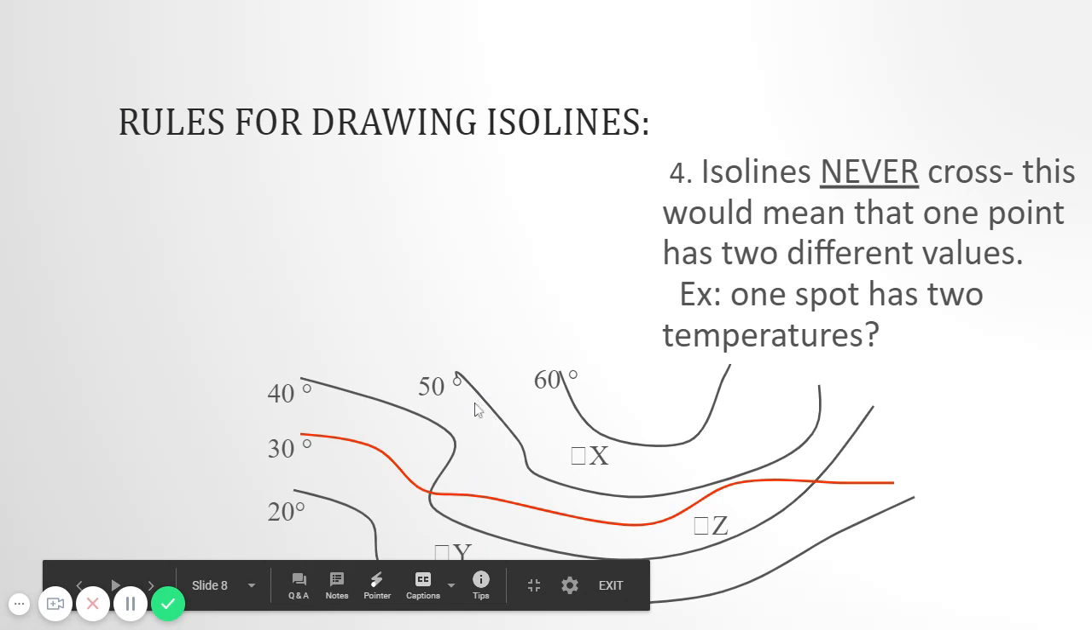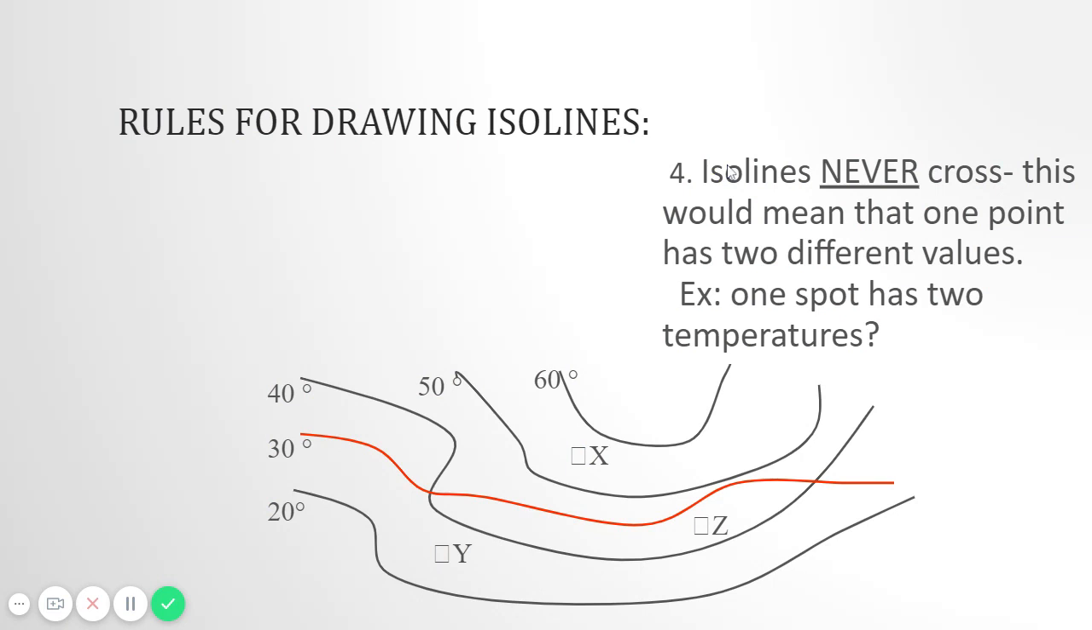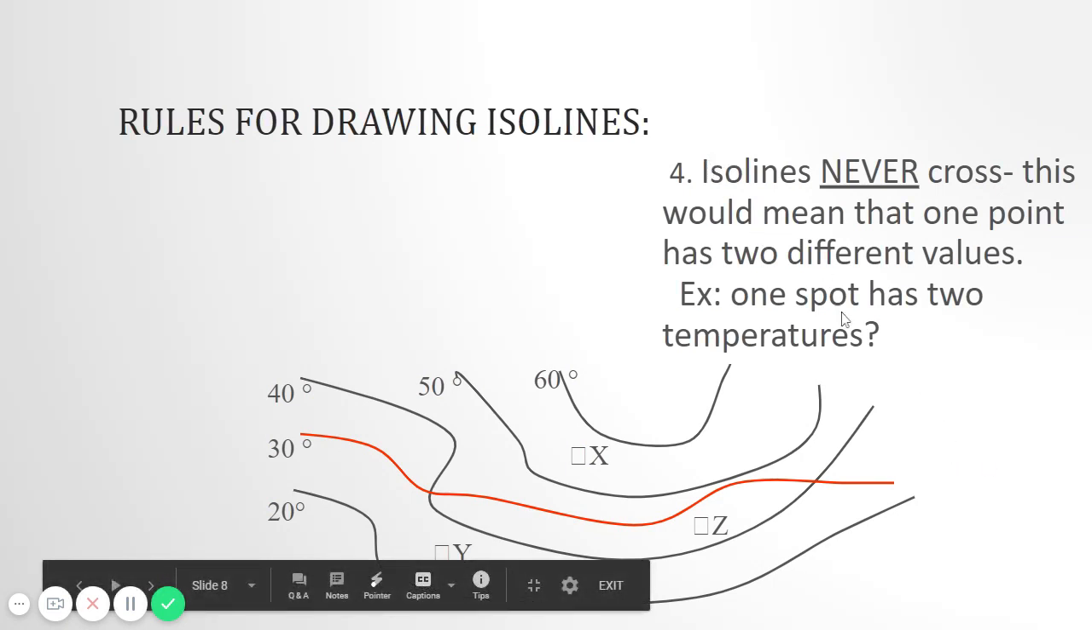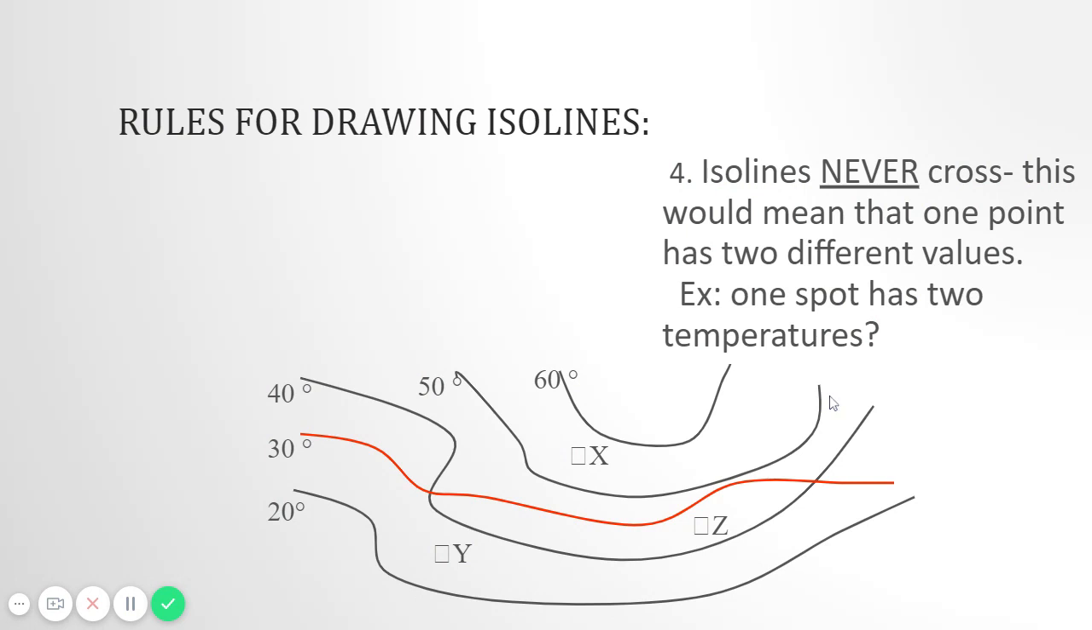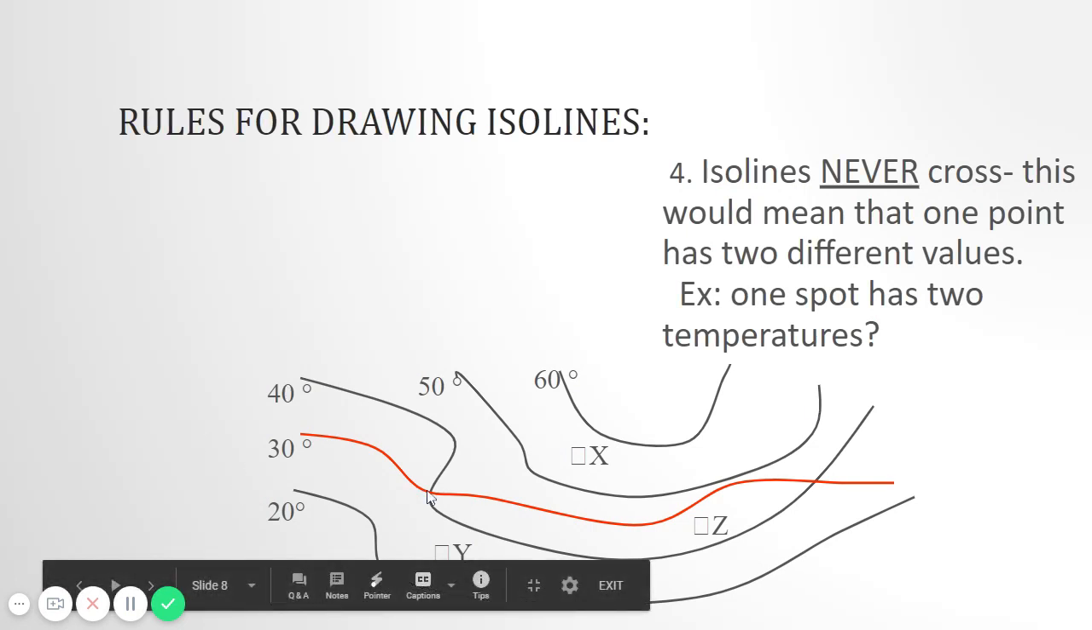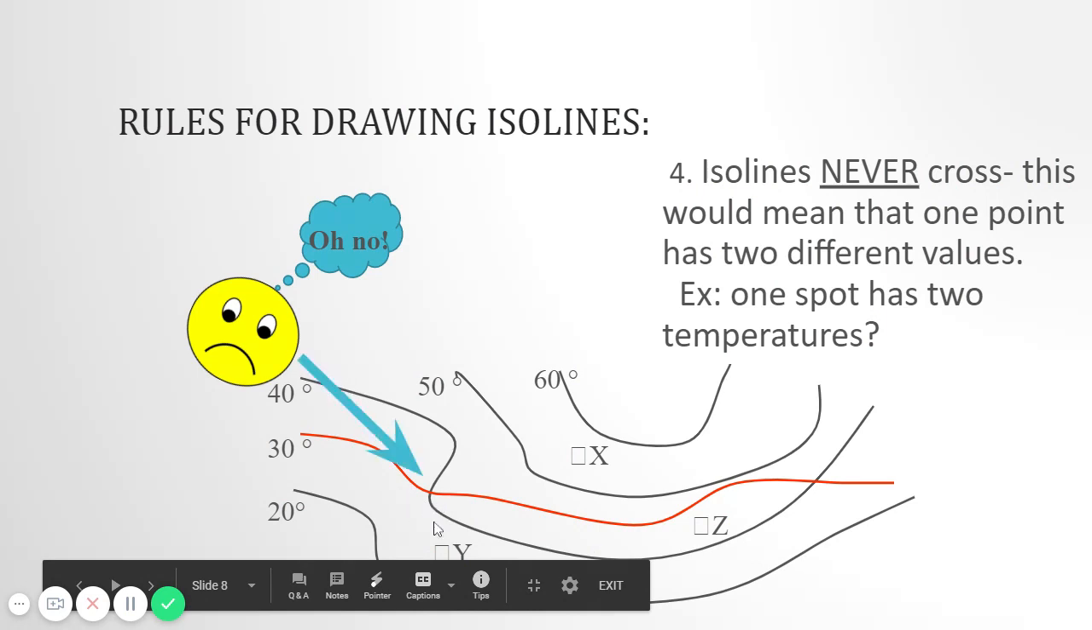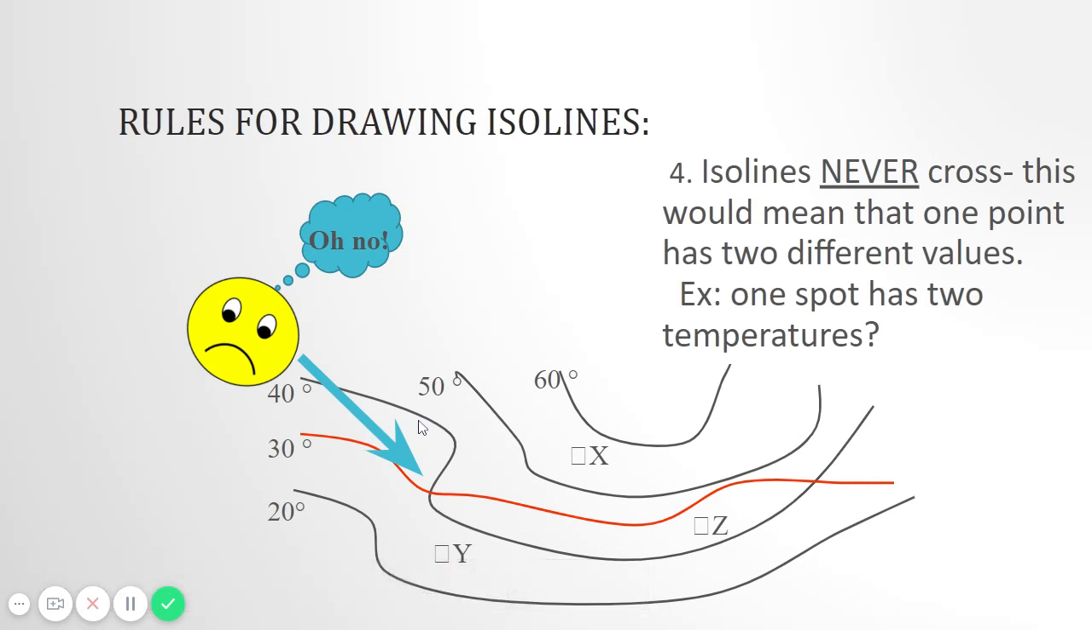This is probably the most important, rule number 4. Isolines never cross. This means that one point would have 2 different values. So if you think about it, does that make sense? Can you have one spot with 2 temperatures? It can't be 30 degrees and 40 degrees in the same location. So here and here, that's not good. You cannot have one place with 2 temperatures. You cannot have one place with 2 elevations. You can only have one measurement for every single location. Your lines might be very close together, and it might sometimes look like they're crossing, but they cannot.